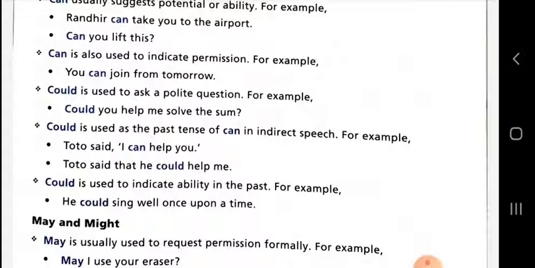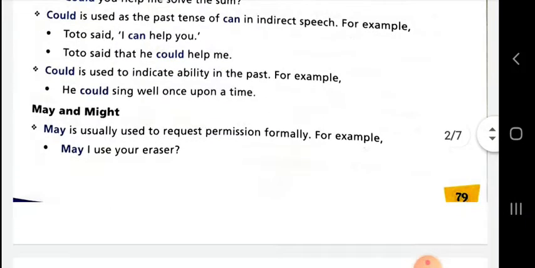Could is used to indicate ability in the past. He could sing well once upon a time. So these are the points related to can and could. You need to understand and remember them. Now we are going to talk about may and might. May is usually used to request permission formally. May I use your razor?